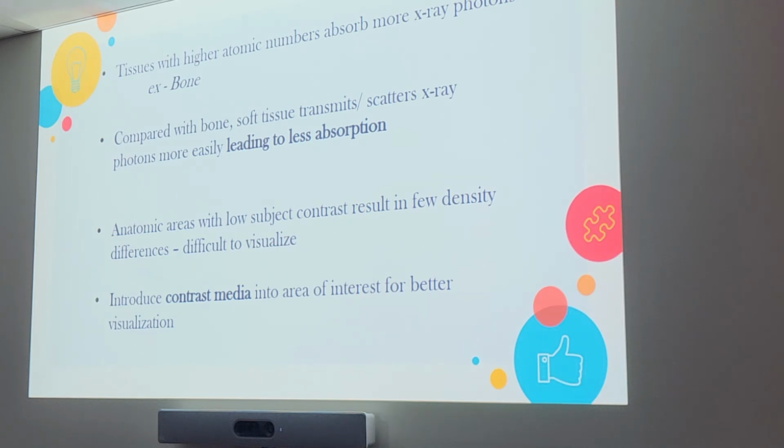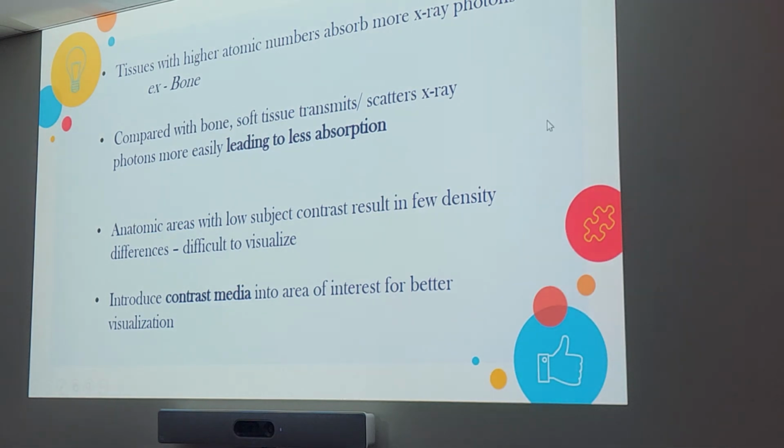So the important thing to remember is anatomy with lower atomic numbers leads to less absorption, equals less brightness on the image. Say that one more time, please. Tissues or anatomy with lower atomic numbers lead to less absorption of the X-ray, so less contrast.